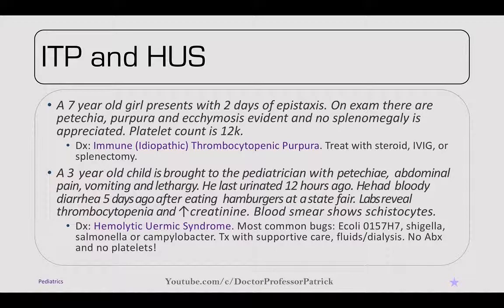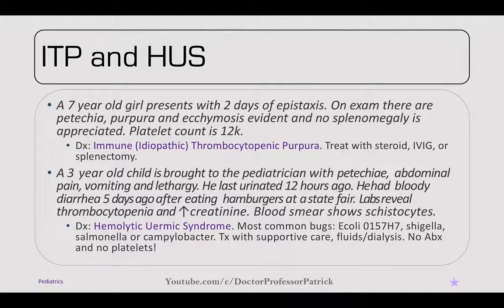For ITP and HUS, we've got a case of a 7-year-old girl 2 days after epistaxis. On exam, there's petechiae, purpura, and ecchymoses, and there's no splenomegaly. Platelet count is 12,000. So this is immune or idiopathic thrombocytopenic purpura. You can treat this with steroids or IVIG. It often resolves in pediatric patients. Rarely you can do a splenectomy.